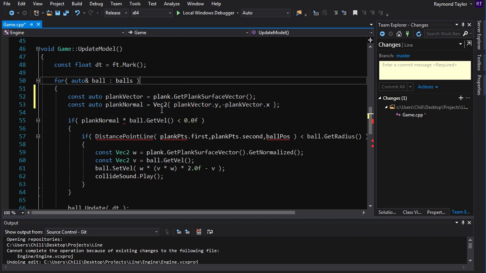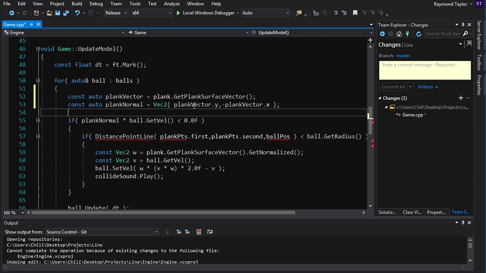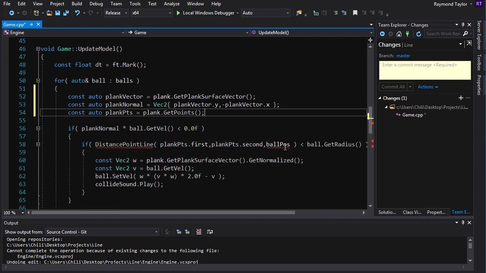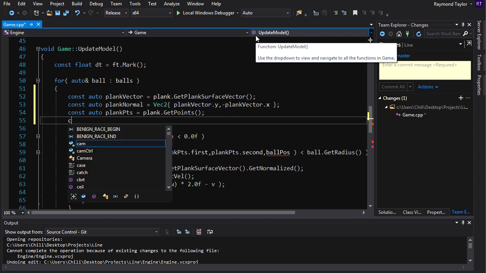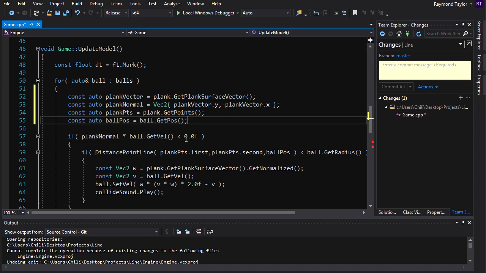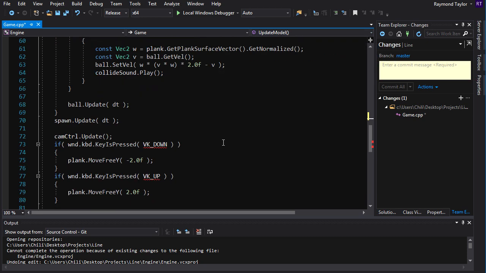Now we've got to tell the compiler that it's a Vec2. Now it's sort of happy, but not really. Oh, it needs the plank points, and it needs the ball position. I have to do everything for you. All right, now are you happy? No, we still got red. What is it? All right.